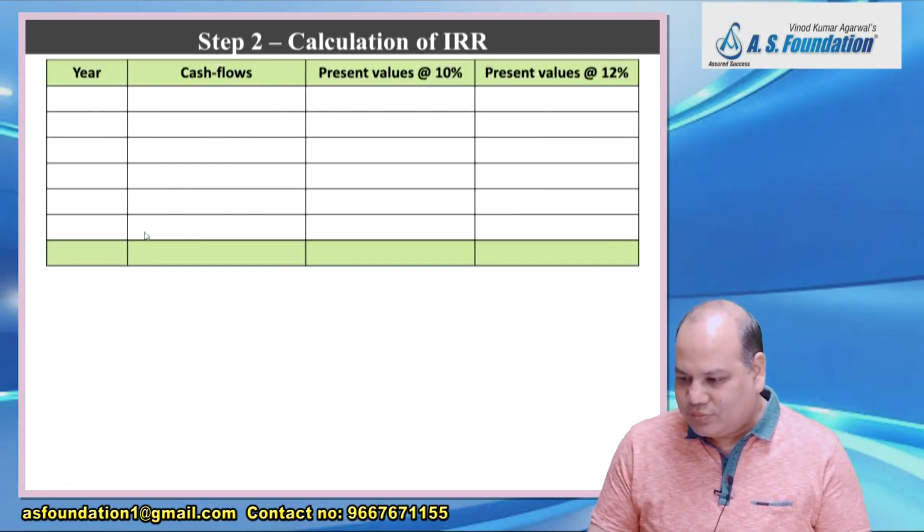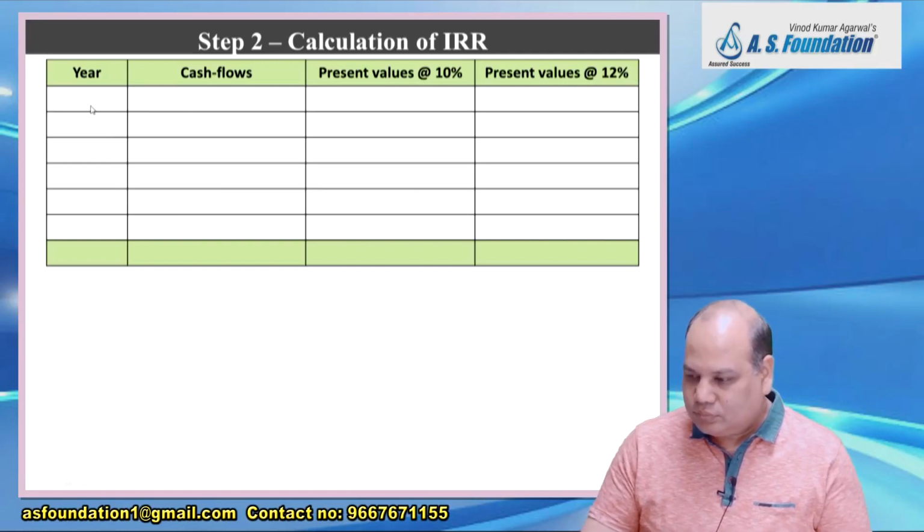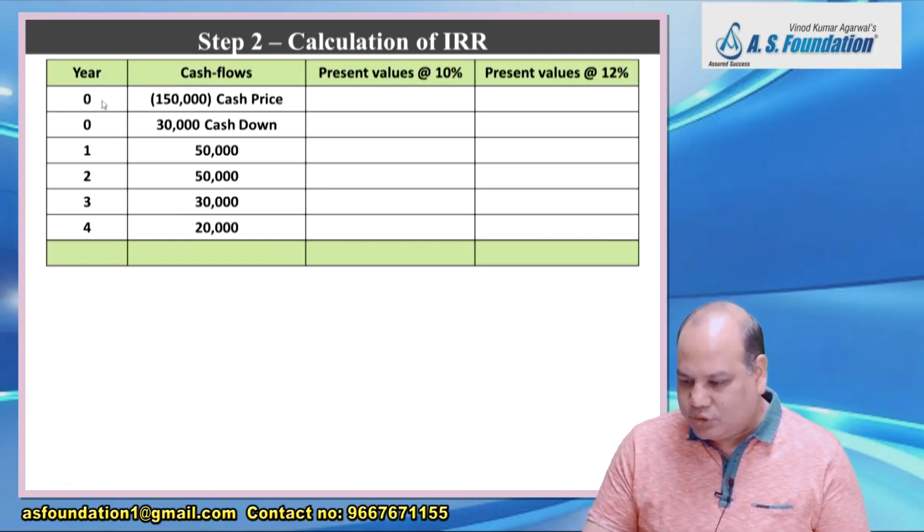So write down step 2, calculation of IRR, calculation of internal rate of return. You can start with some assumed rate of interest, which I have taken 10%. You don't write 12%, that we will discuss later. Okay. Year 0 also write. Year 0, there is a cash price, 1,50,000. Year 0 cash price, outflow, write 1,50,000.